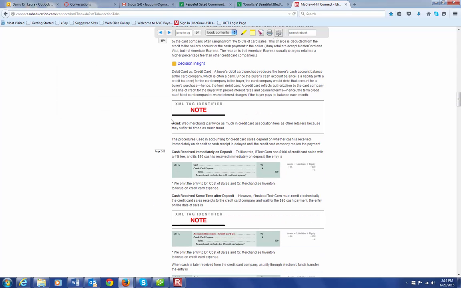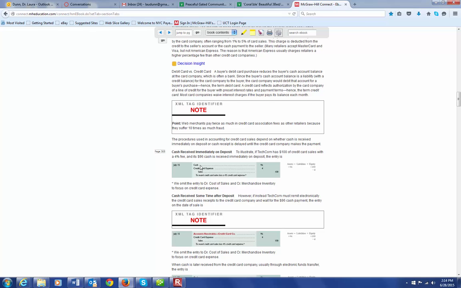Now here in your textbook on page 305, it shows how to account for these credit card sales. So your book tells us that it depends on whether or not the cash is received immediately on deposit or the cash receipt is delayed until the credit card company makes the payment. In this case, if the cash is received immediately on deposit, they give an example. If TechCom has $100 of credit card sales with a 4% fee, and its $96 cash is received immediately on deposit, this would be the entry.